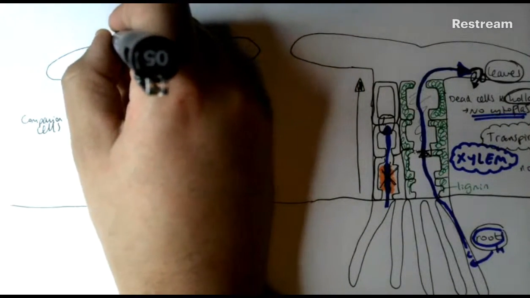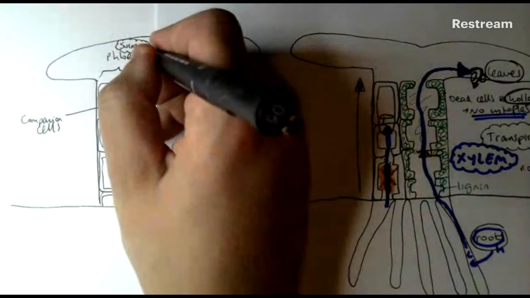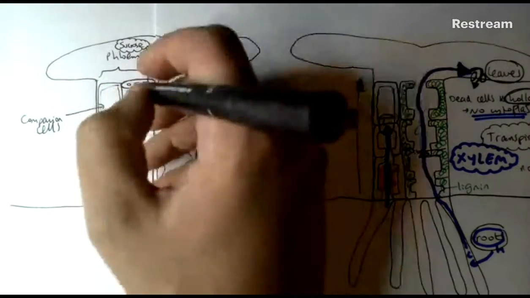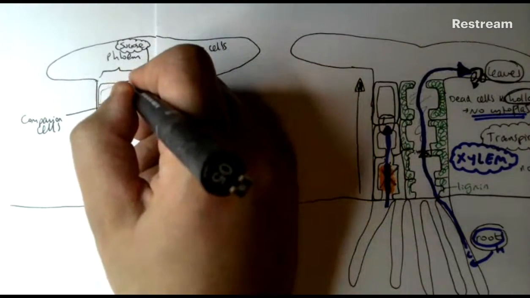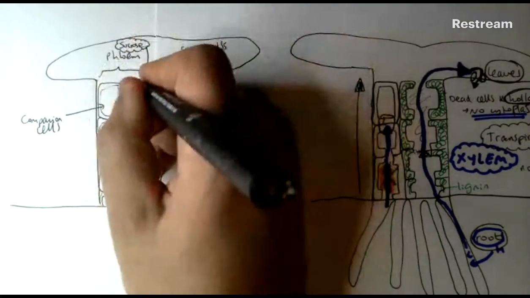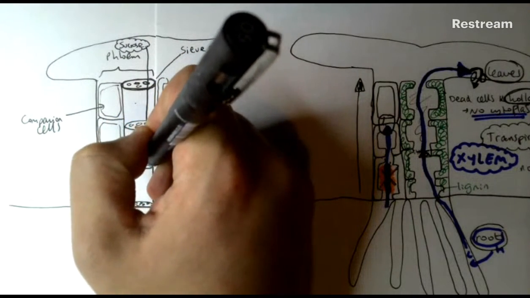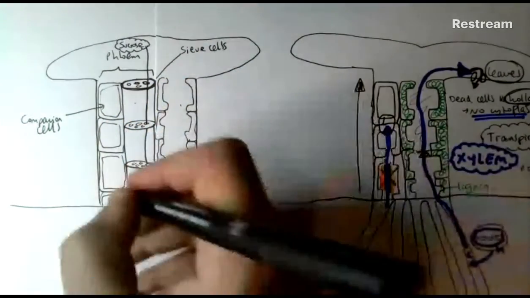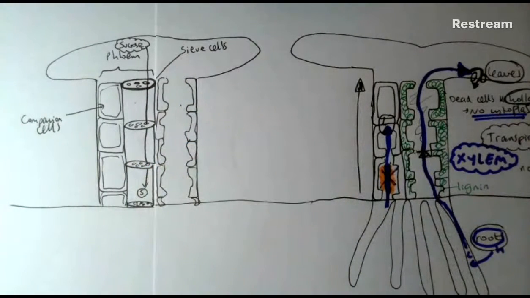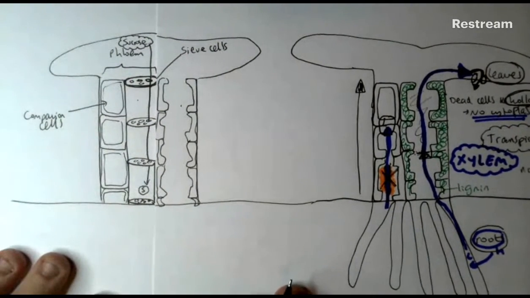It transports sucrose around the plant. So sucrose can be transported through the sieve cells. And the sieve plates here have got pores in them to allow the sucrose to be transported. So sugars, called sucrose, can be transported through the phloem.